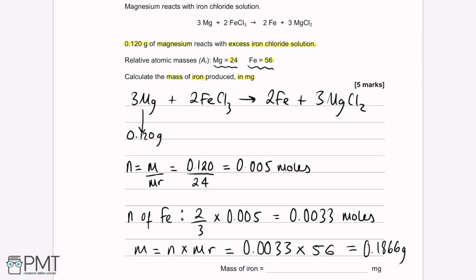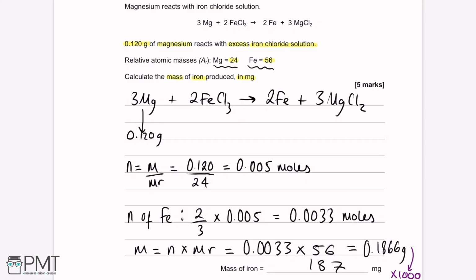But we need to remember that the question wants us to give our answer in milligrams. So how do we convert from grams to milligrams? Well, we times by 1,000. So 0.1866 times by 1,000 will get us approximately 187 milligrams. Now this question was quite hard. It was worth 5 marks.